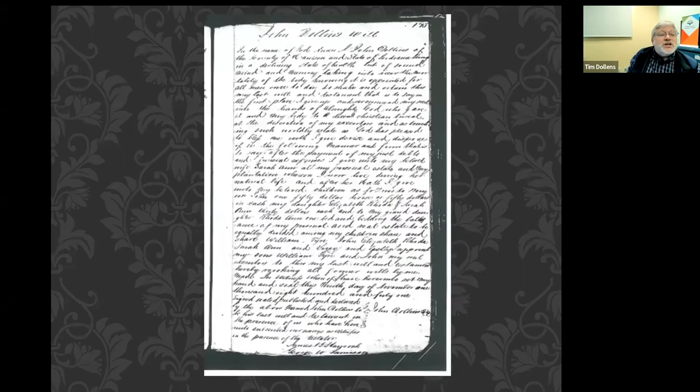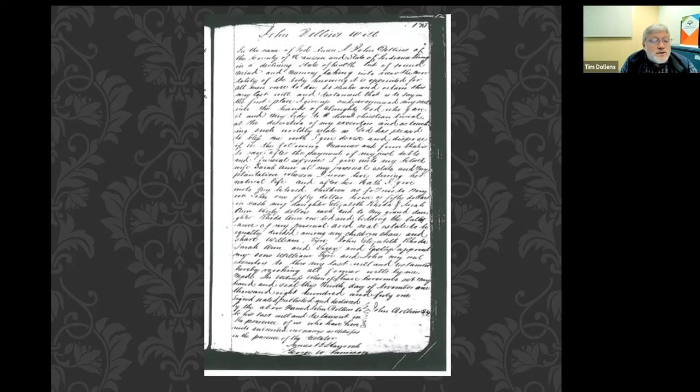So here's an example of a John Dollens will, and it's kind of hard to read, but basically he's leaving certain property to his wife. They want a Christian burial. He believes in God, which is important for you to know, so look for church records. And if his wife does not remarry, she gets to stay on the property where the home farm is, but they can sell the other parts to the other children.